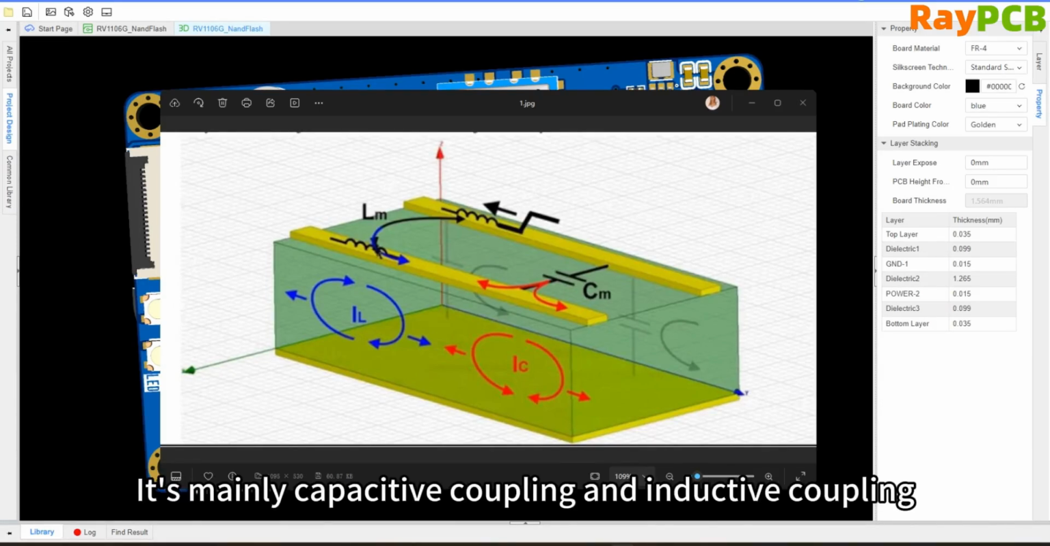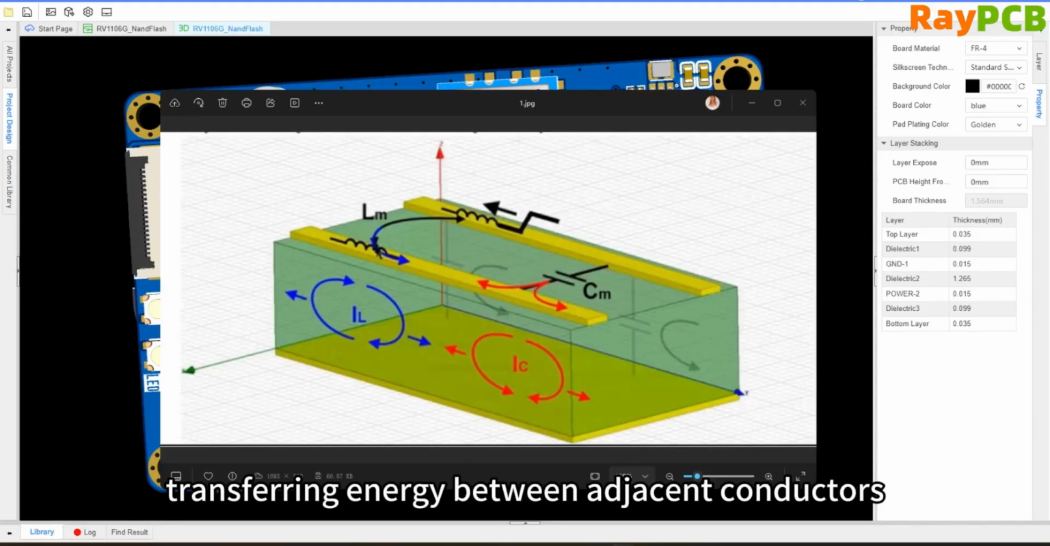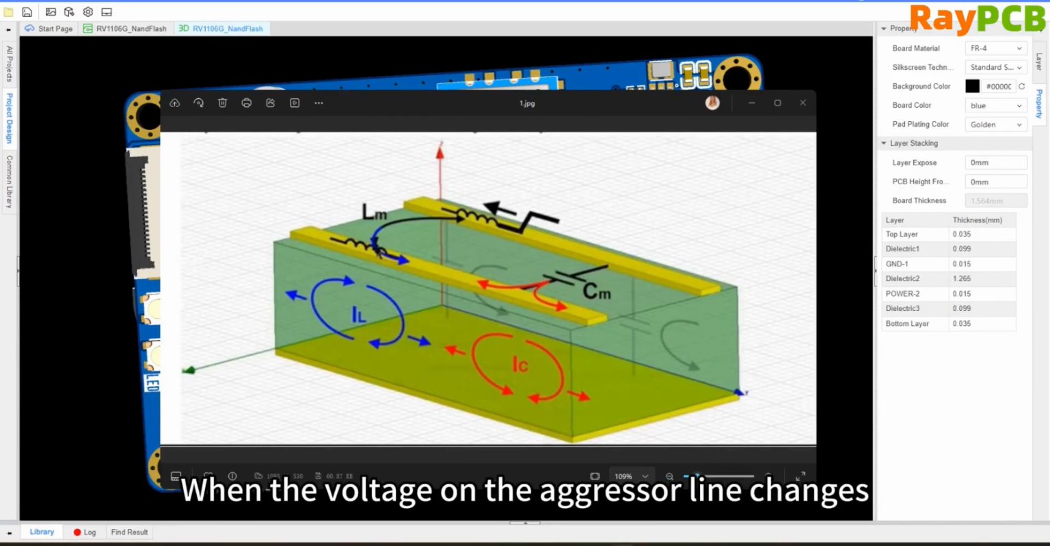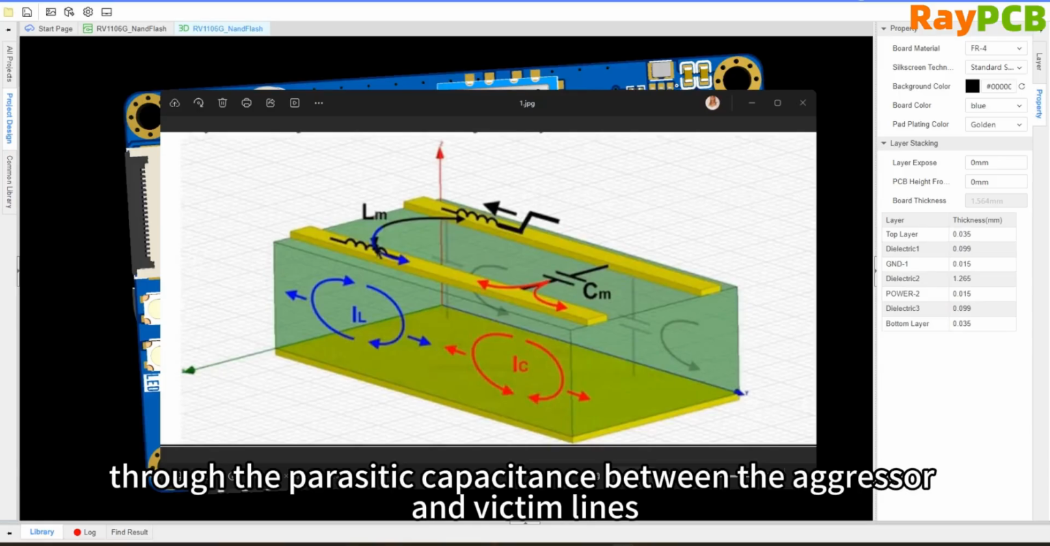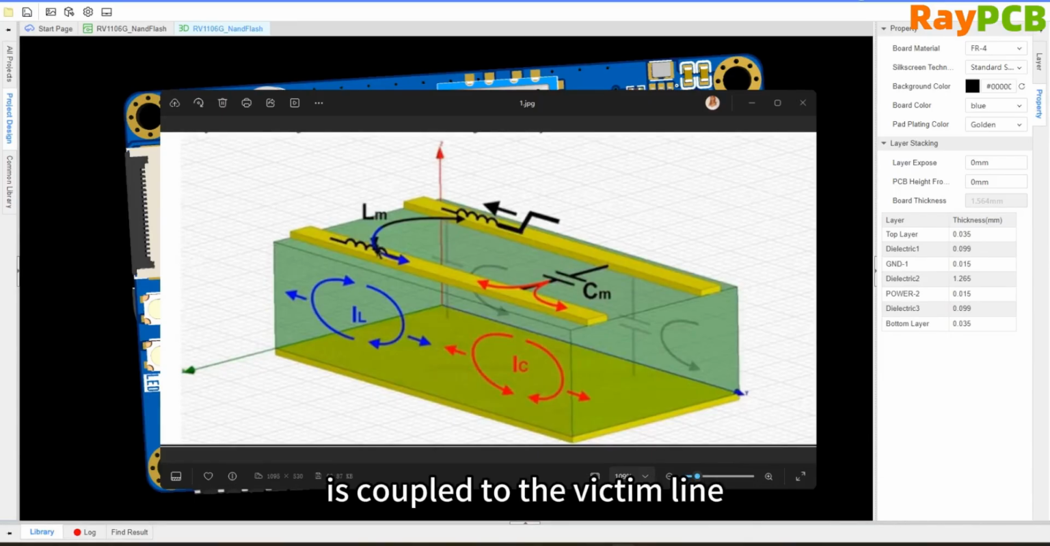It mainly comes down to capacitive coupling and inductive coupling. The essence of crosstalk is the transfer of electromagnetic field energy between adjacent conductors. First of all, capacitive coupling occurs when the voltage on the aggressor line changes. Through the parasitic capacitance between the aggressor and victim lines, part of the changing electric field energy is coupled onto the signal line, generating an induced voltage.